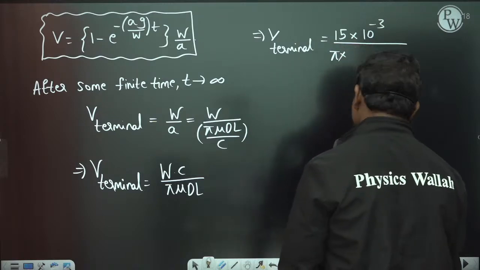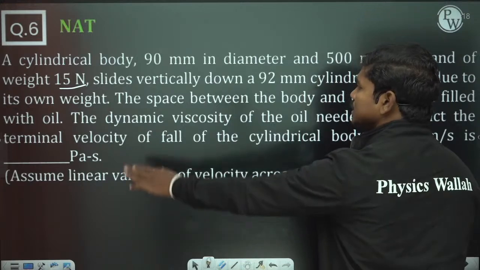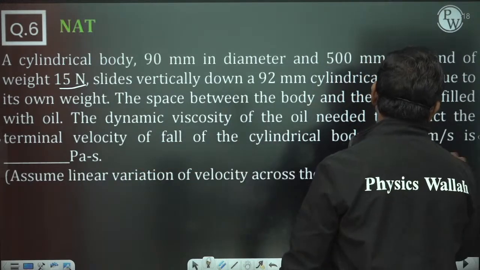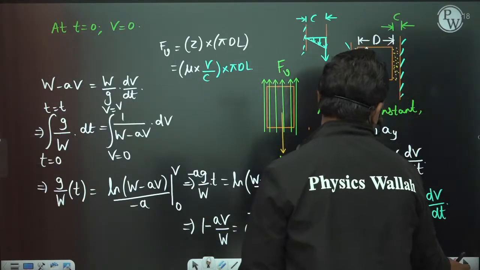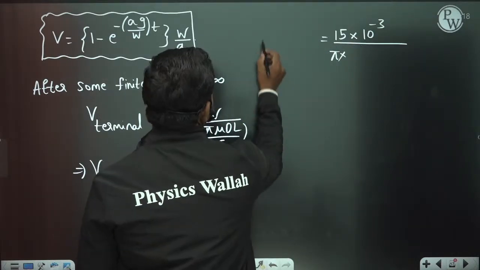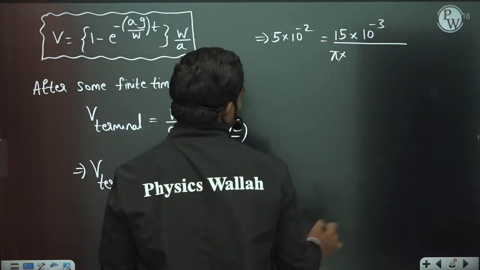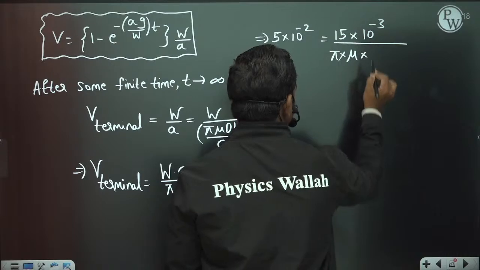What about mu? Mu is what you need to find. Then what is the terminal velocity? 5 centimeters per second, so v is given. V is 5 centimeters per second, which means 5 into 10 to the power minus 2 meters per second. So mu is not known to you.